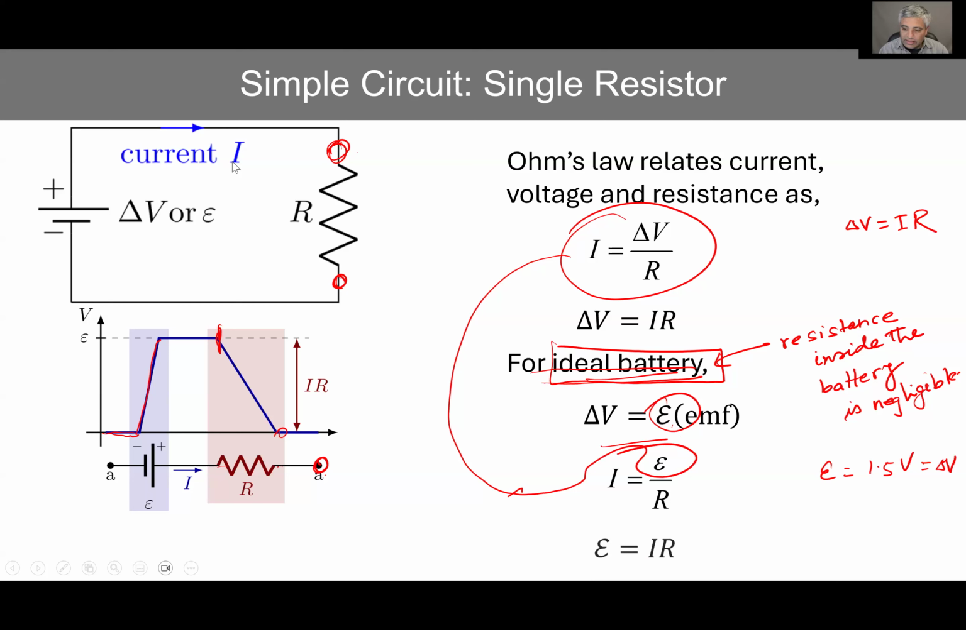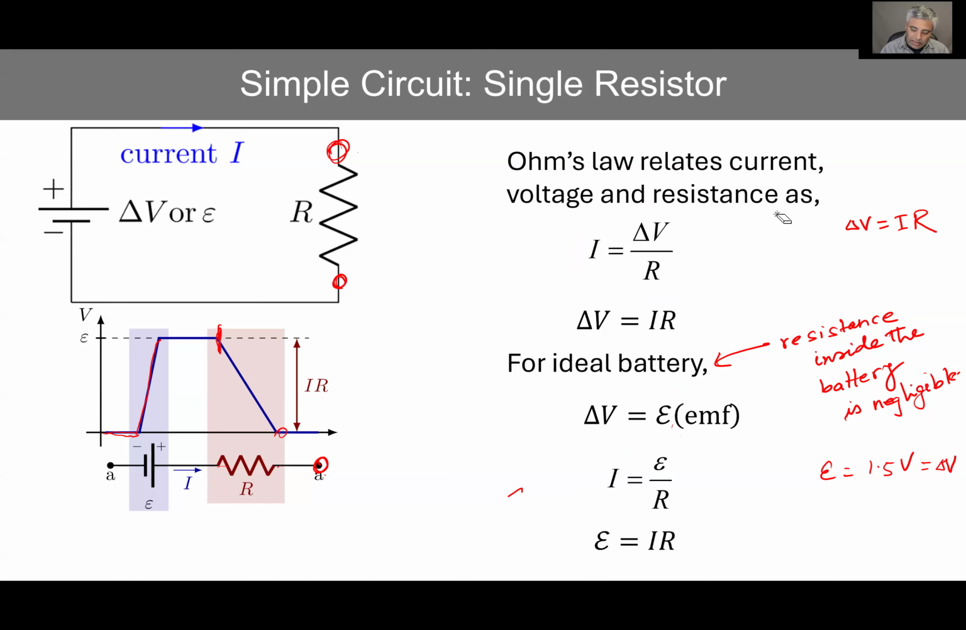And we can write something like this. So this is a simple circuit. When we have just one resistor, we can just use Ohm's law like this, and depending on what we know, we can find the third thing.